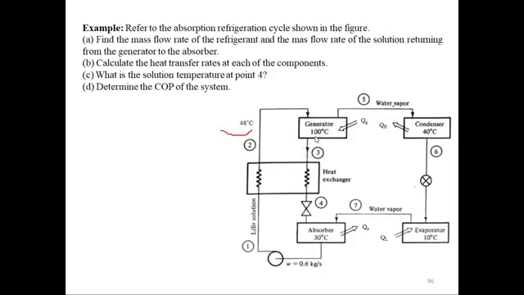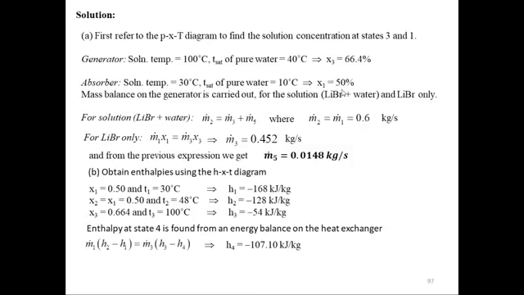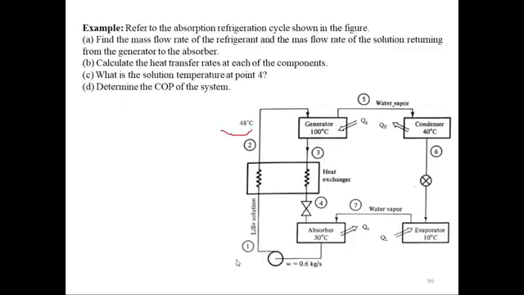X3, what is coming out of the generator, is 66.4%. Absorber solution temperature is 30 degrees centigrade, T saturation of pure water is 10 degrees centigrade, so that will give you the corresponding vapor pressure. So X1 is 50%. X1 here is what is coming out of the absorber, X3 what is coming out of the generator, and X1 what is coming out of the absorber is 50%.